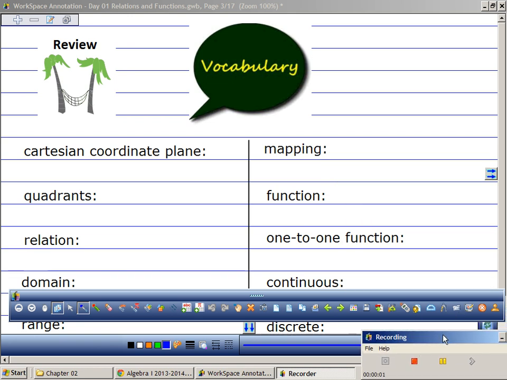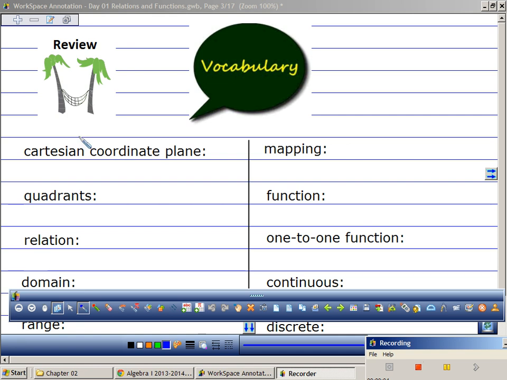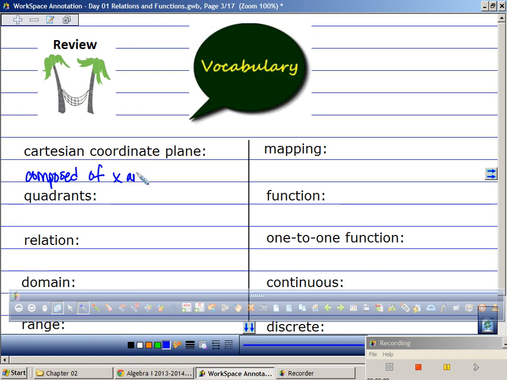All right, so let's review our vocabulary for relations and functions. So the Cartesian coordinate plane is defined as being composed of x and y axis. Why? Why do I say the x and y axis specifically?